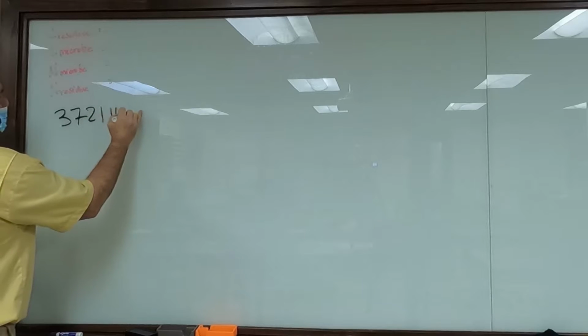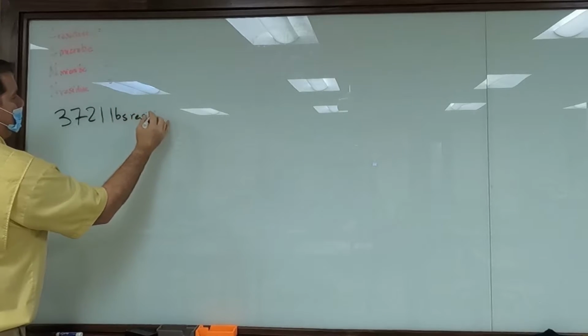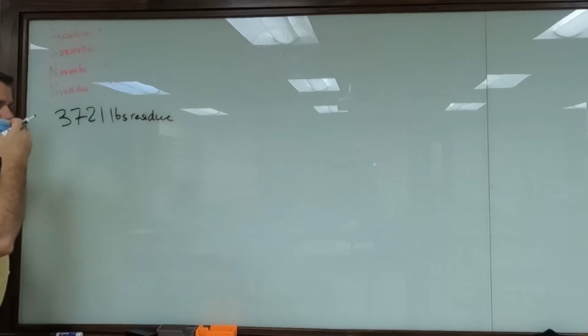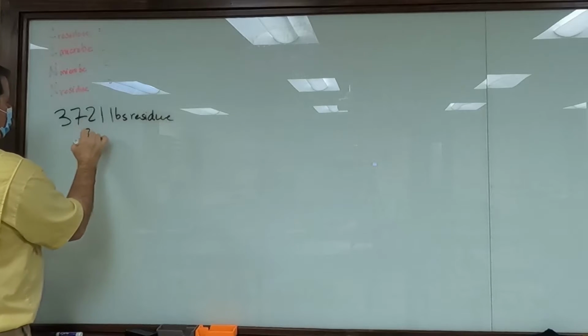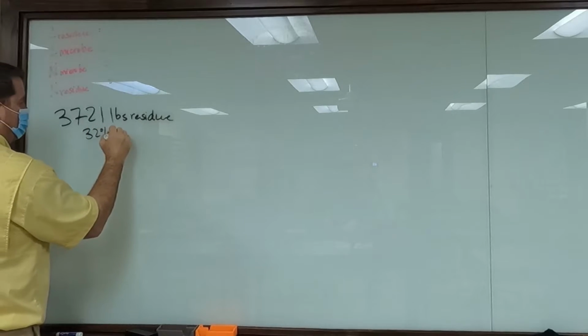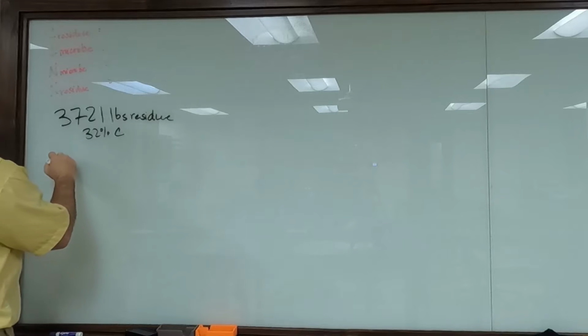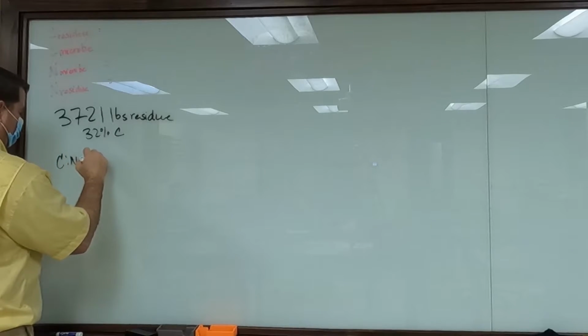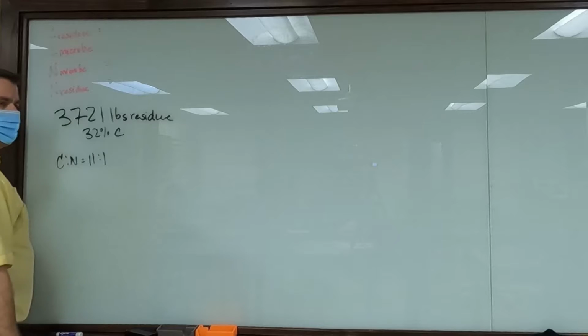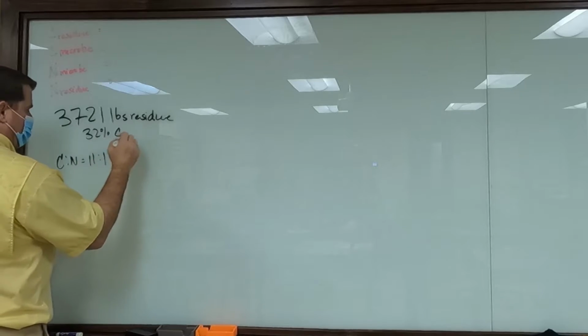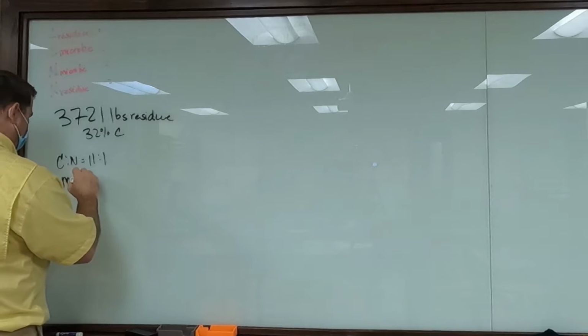Hairy vetch cover crop that produces 3,721 pounds of residue, 32% carbon. The carbon to nitrogen ratio is equal to 11:1. Again, the microbes need 35%.